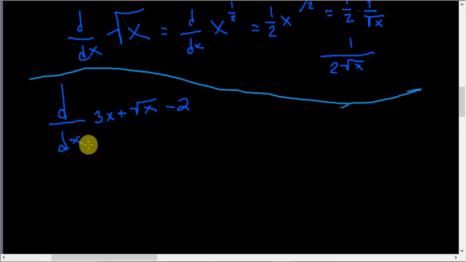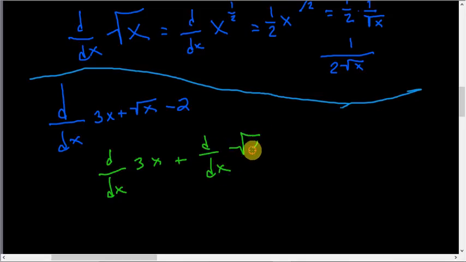Alright. So if we want to take this right here, then we just take them separately. It's really the same thing as the derivative with respect to x of 3x plus the derivative with respect to x of the square root of x minus the derivative, we don't even have to do this one, the derivative with respect to x of negative 2. This is just a constant, it doesn't have an x.